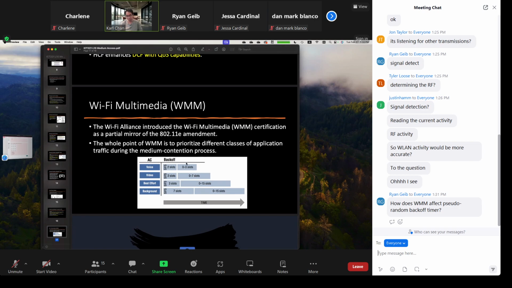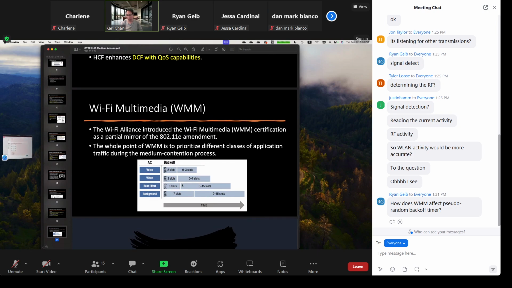Okay, so that you will have higher priority for the voice, because if you use the same mechanism and you are the background task, you will have 0 to 15 slots to wait, right? So if you draw from a pool of 0 to 15 and the voice frame draws from a 0 to 3 range, then you will see that you will get later access to the medium. Is that clear?